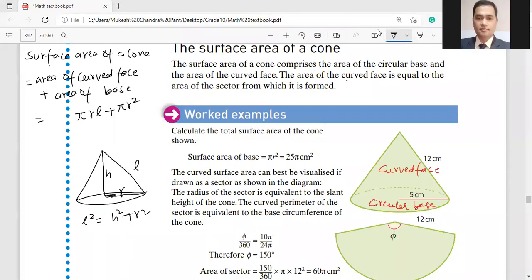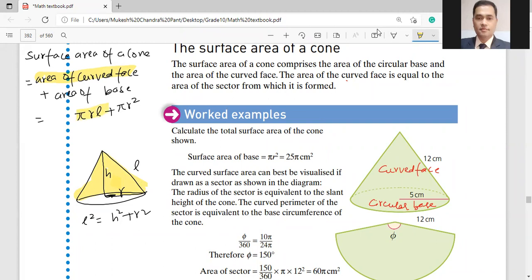So when we have to find out curved surface area, it means you need to find out this one. First of all, the curved face. This is the curved face. This upper one is the curved face. The area of the curved face is pi times r times L. This is pi r L.